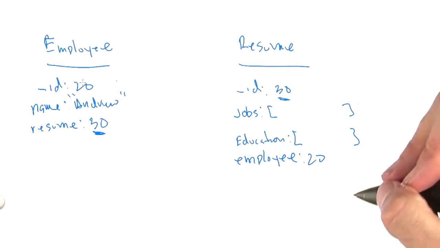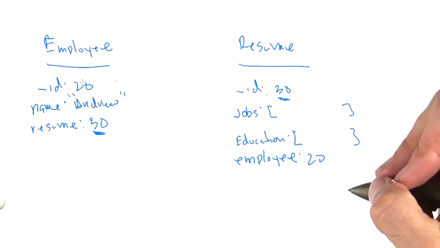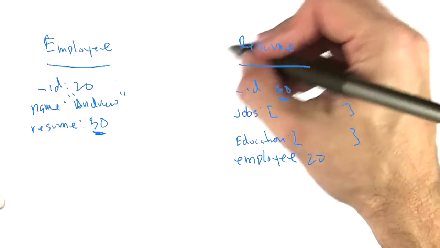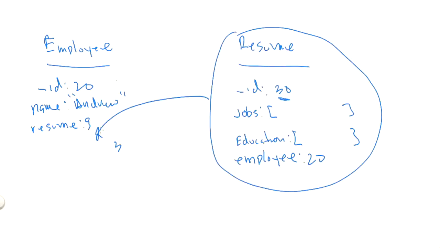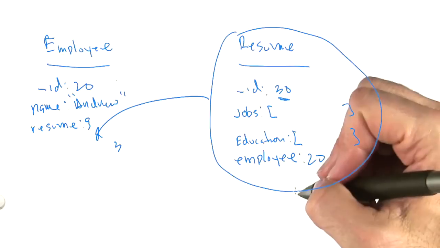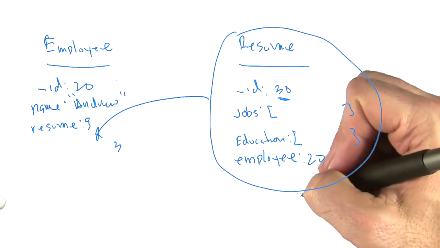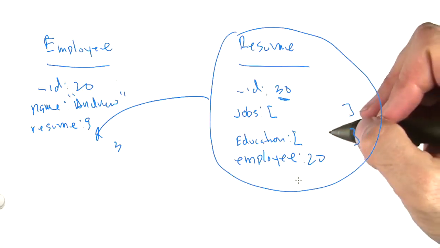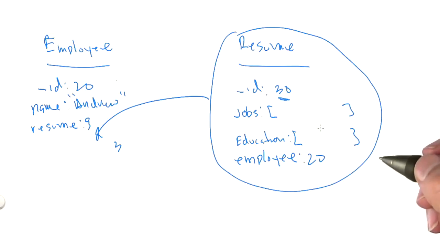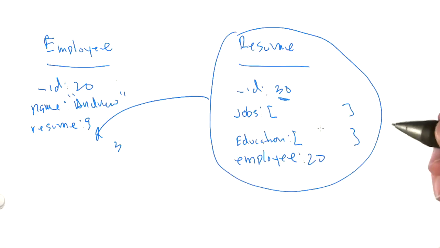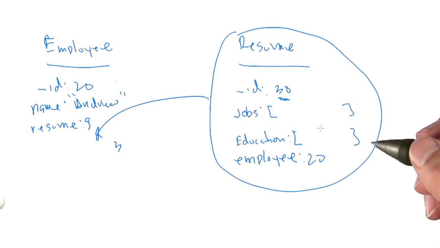Or, if we want, we can embed. So we could take this entire resume document, and we could embed it right here inside the employee document. Put it right there. Or vice versa. We can embed the employee information inside the resume document itself. So we have all these different choices, and how you would probably want to do it depends on how you access the data and how frequently you access each piece of the data.